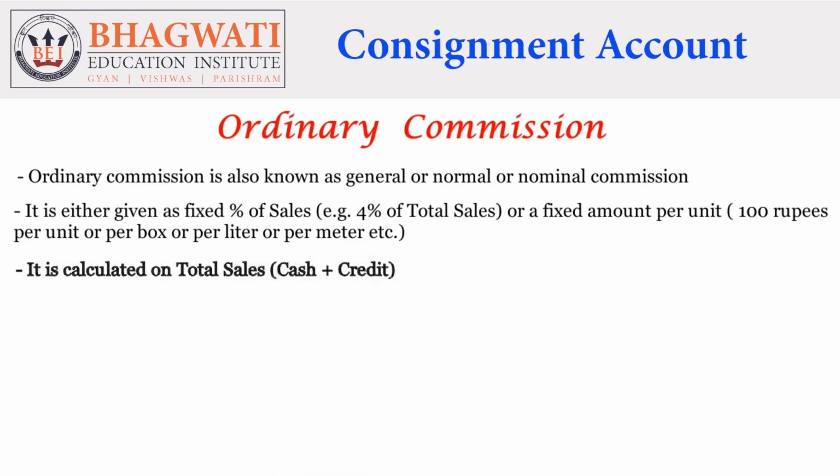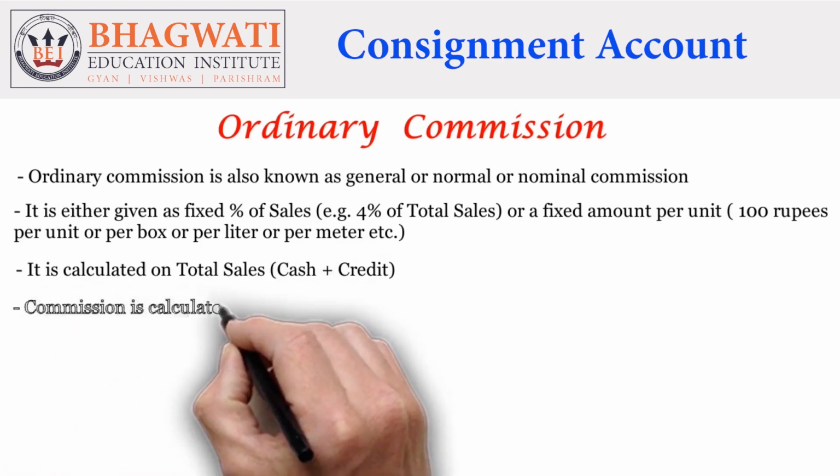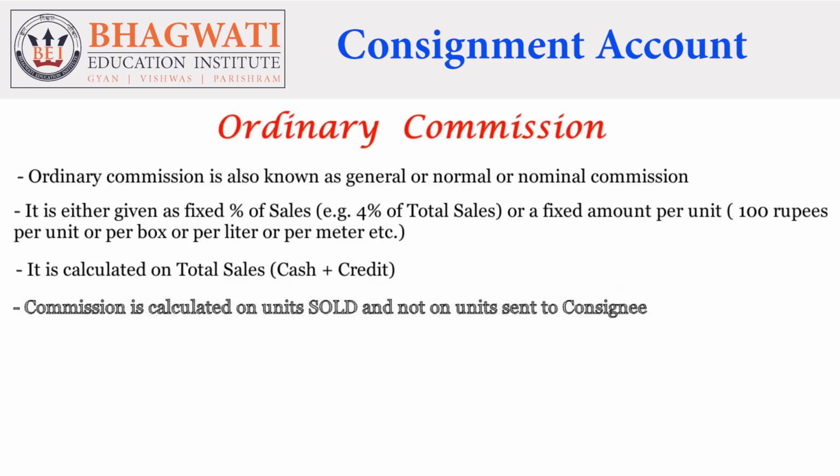The next thing that we have to focus on here is that whenever you are calculating commission, it should be calculated on units sold by the consignee and not units sent to the consignee. Why is it to be calculated on units sold? Because commission is an incentive given for units sold and not for units sent. If the consignee is holding some units unsold with him, he is not doing anything, and for that we should not give any sort of commission.